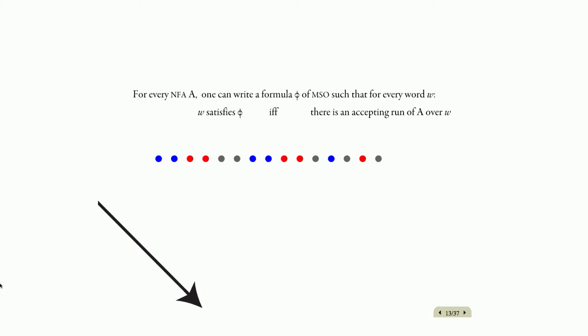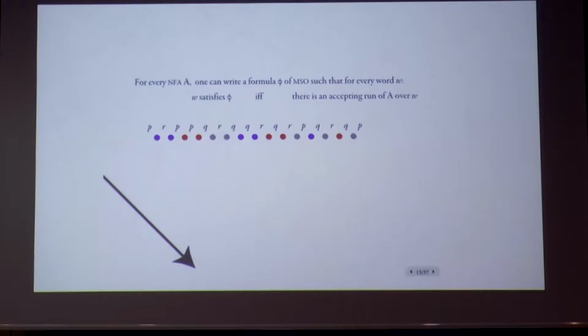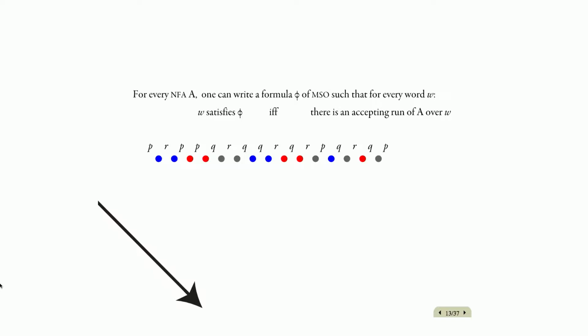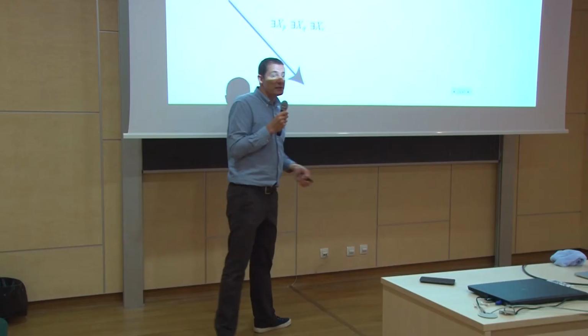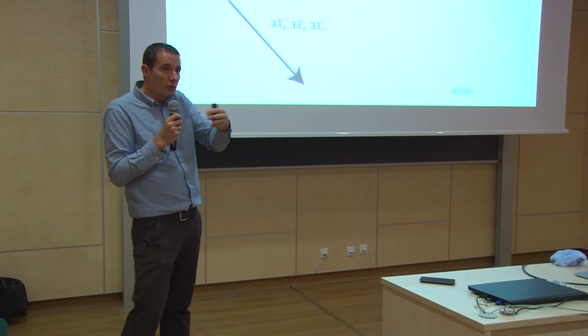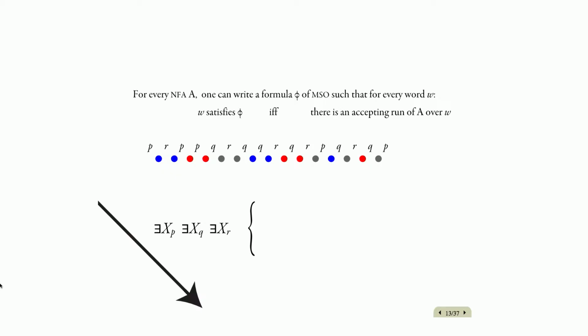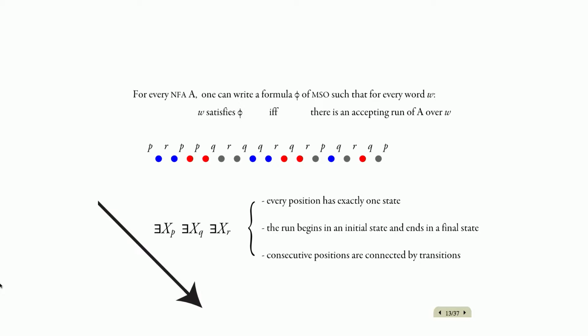So if this is your input word over an alphabet, I think, of three colors, then the formula just says there exists an accepting run. So what's an accepting run? It's a sequence of states which are in between positions, including before the first and after the last, subject to the transition relation of the automaton. To formalize the existence of such a run in MSO, you say there exist sets P, Q, and R, sets of positions. Implicitly, these sets say over which positions you have state P and which ones you have Q, and so on. And then you just formalize that the automaton does it. So you say every position has one state, the run begins in an initial state and ends in a final state. Consecutive positions are connected by a transition, and you just formalize this using logic in the obvious way.